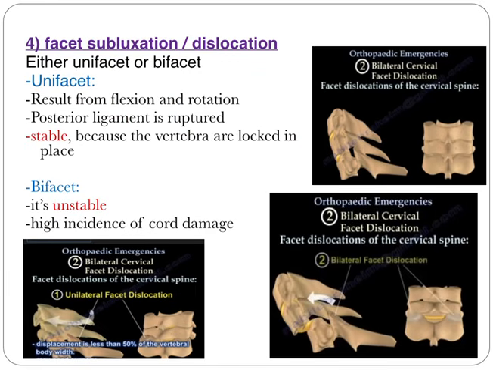In facet subluxation or dislocation, it can be either on one facet or two facets. In unifacet dislocation, normally the translation of one vertebra on top of the other will be less than 50%, and in bifacet dislocation translation will be more than 50% on radiograph, and it requires urgent reduction and stabilization.